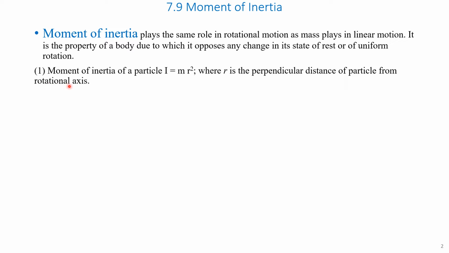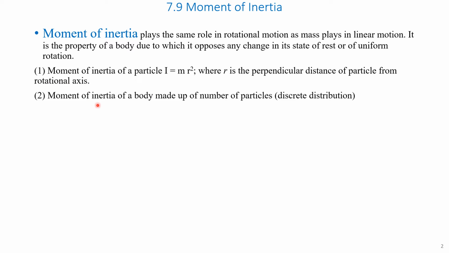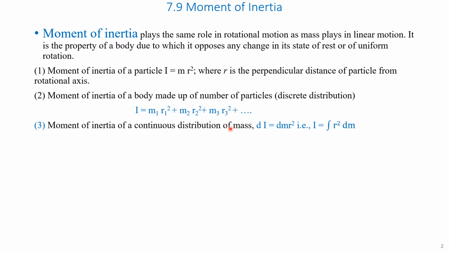Please underline rotational axis. Moment of inertia of a body made up of a number of particles, that is a discrete distribution, is given by the relation capital I = m1 r1 square + m2 r2 square + m3 r3 square. Here r1, r2 and r3 are the distances of the respective particles from the rotational axis, and m1, m2, m3 are the masses of the respective particles.